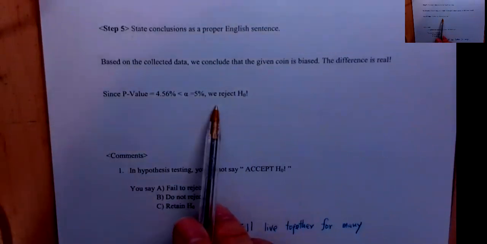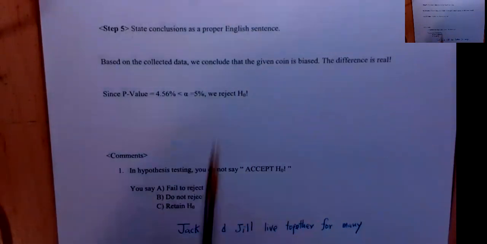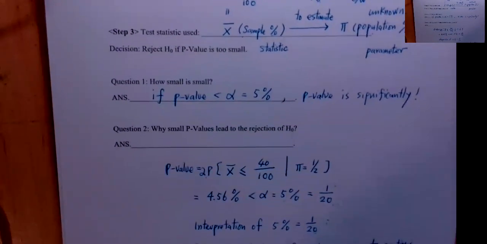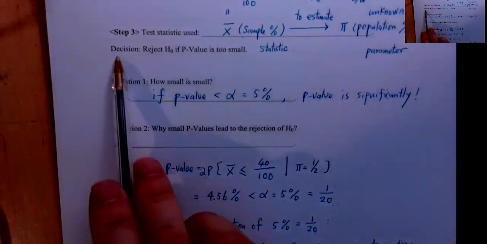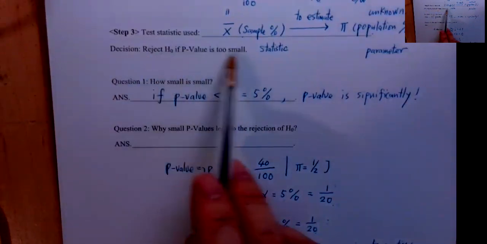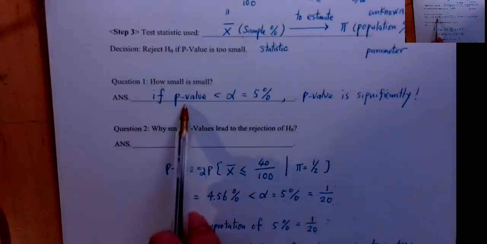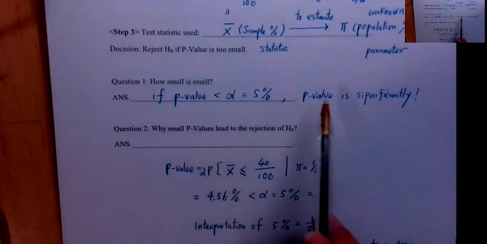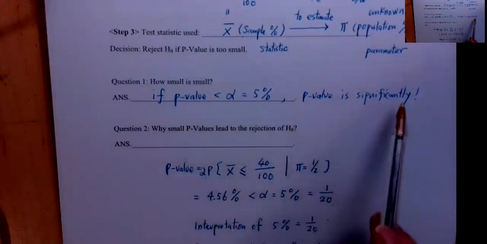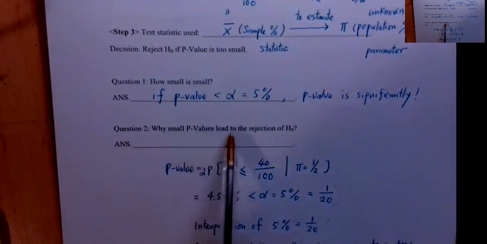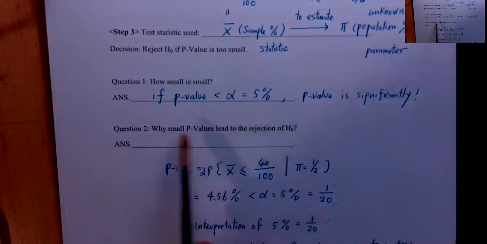Let's go back to step 3. There's still one part we haven't explained yet. In step 3, we say we reject H0. This is our decision. We reject H0 if the p-value is too small. Question 1, how small is small? If the p-value is less than alpha equal to 5%, the p-value is significantly small. Question 2, why does a small p-value lead to the rejection of H0?